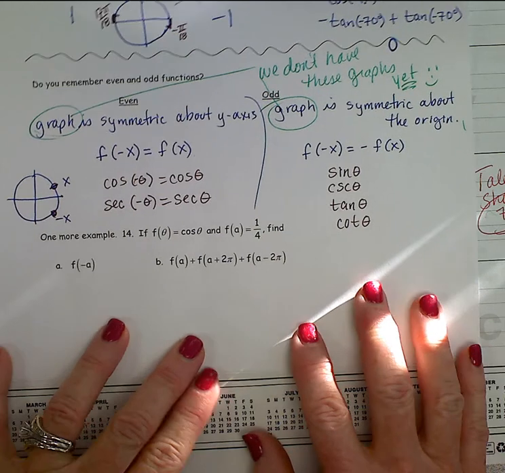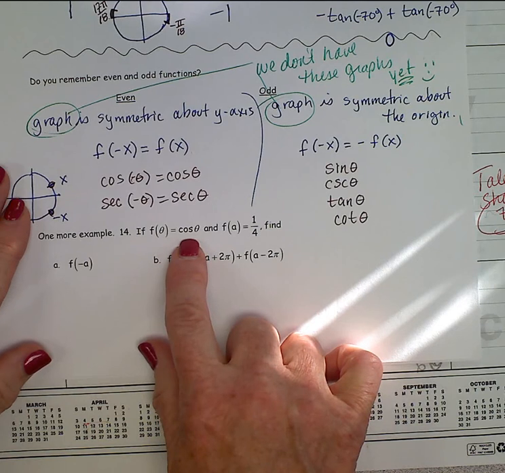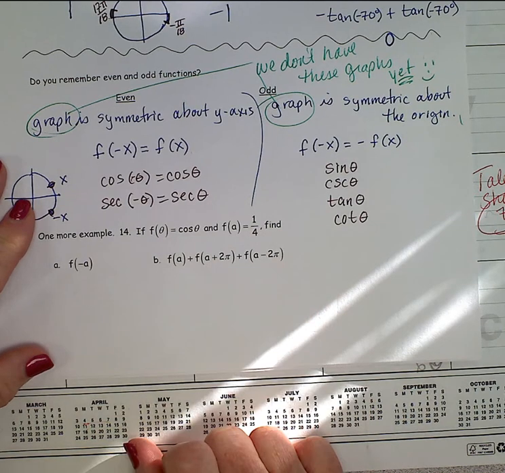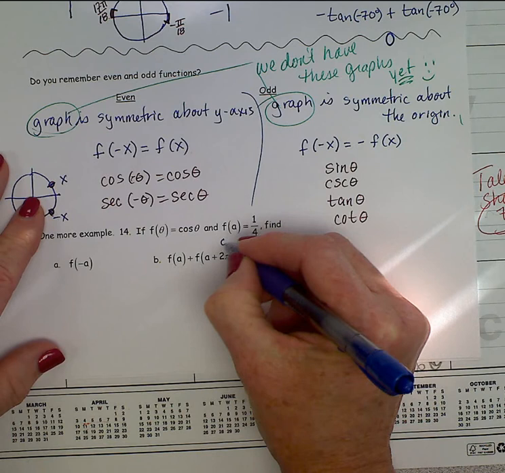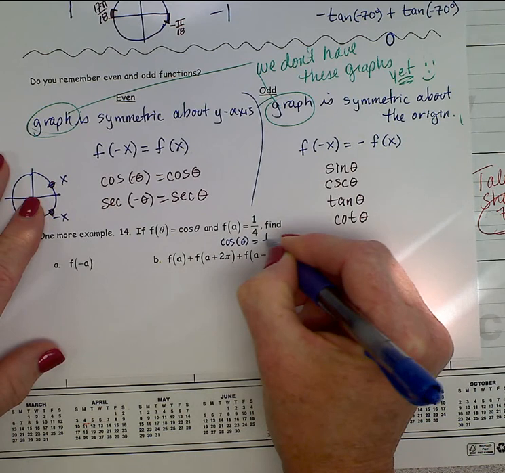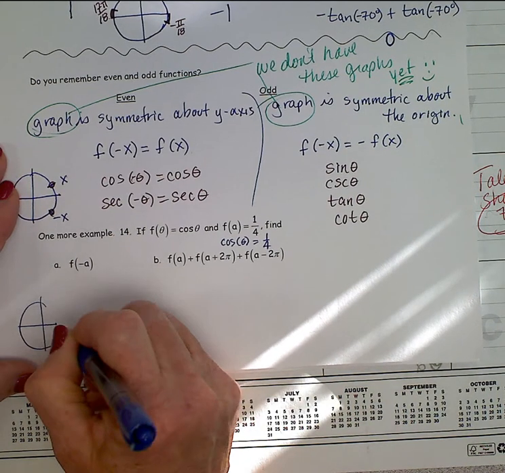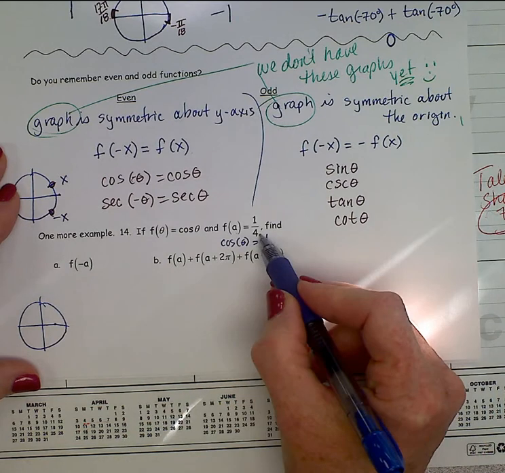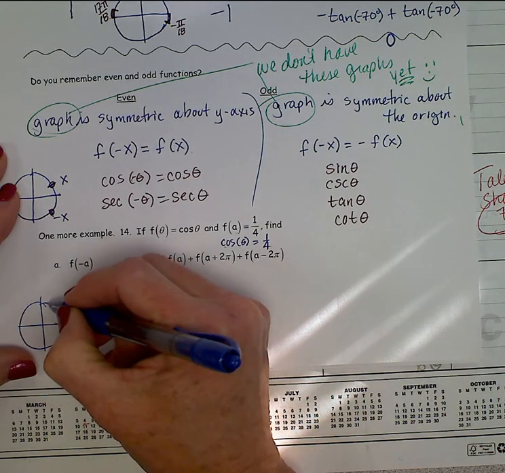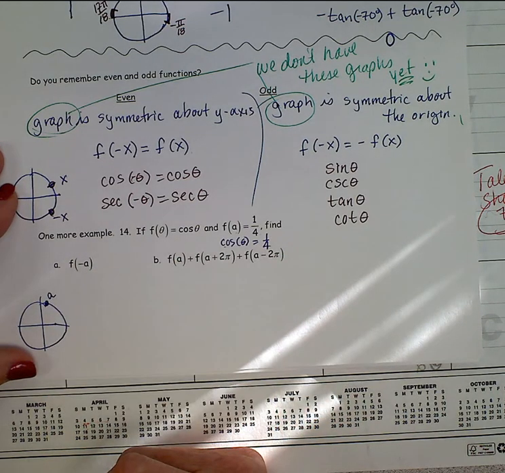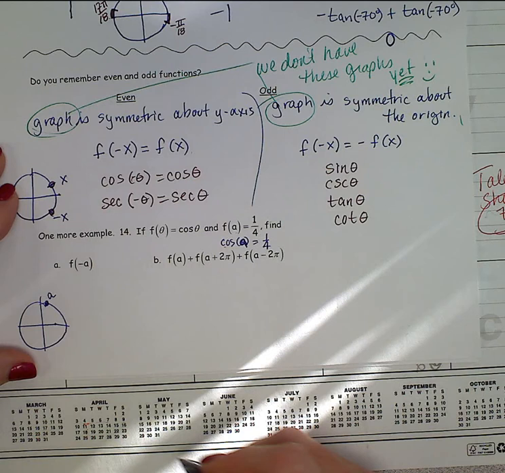All right, one more example. F of theta is cosine theta. So that's telling you that's the function. And f of a is 1/4. If the function is cosine, then this means the cosine of a is 1/4. The x-coordinate on the unit circle is 1/4. So maybe right there is a. Cosine a is 1/4.